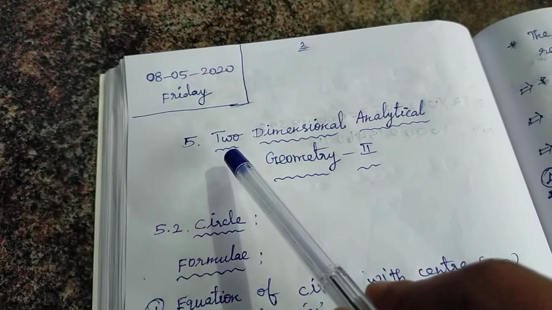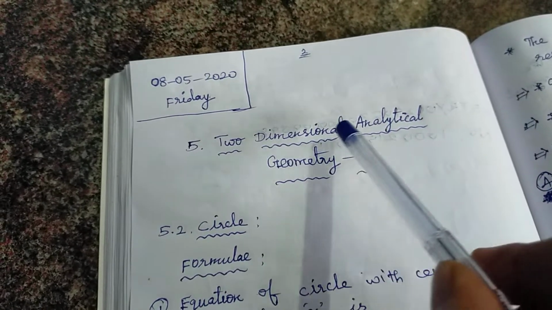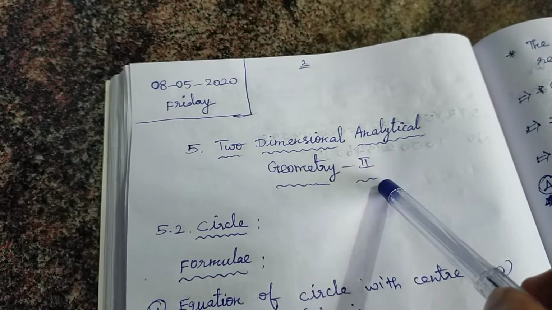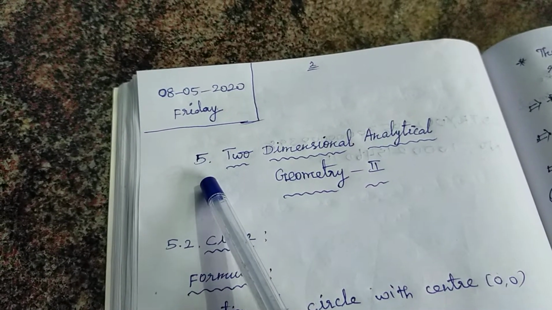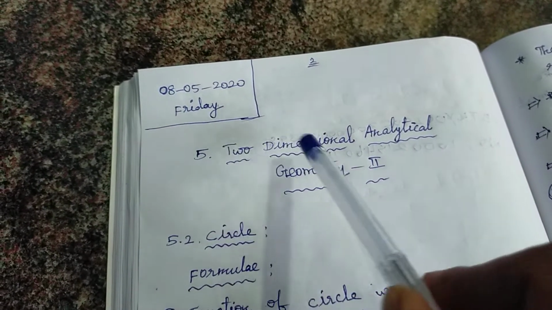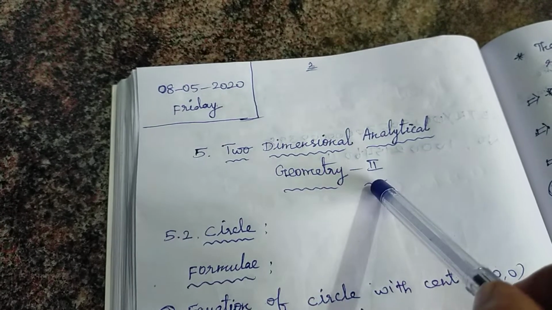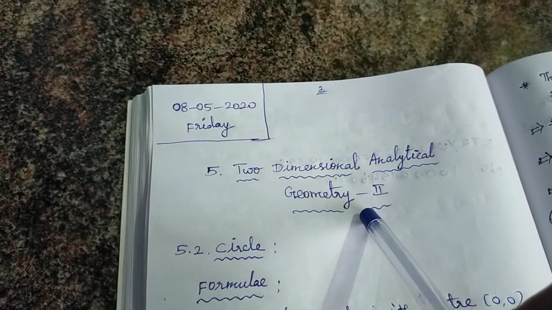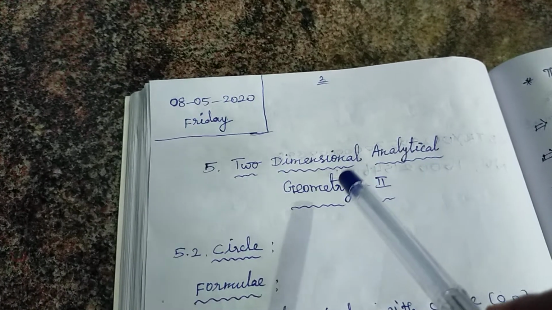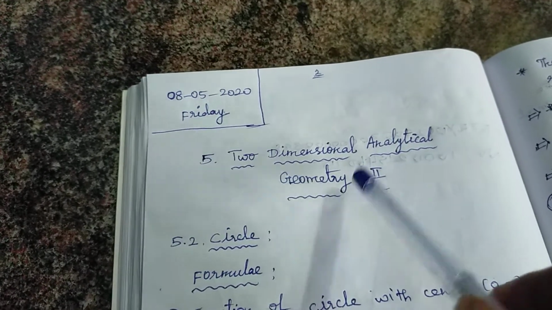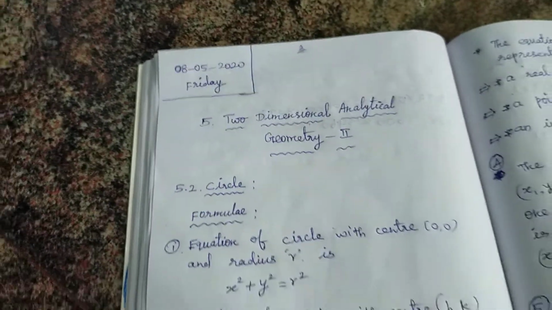Today we start on a new chapter, two-dimensional analytical geometry 2. This is the fifth chapter in your 12th syllabus. So you have studied two-dimensional analytical geometry 1 in 11th standard. I hope you have some idea about this chapter. Let me show some formulas.